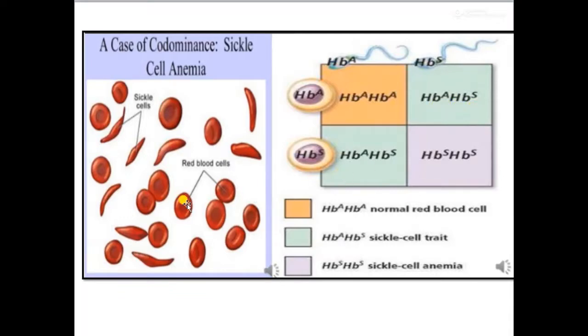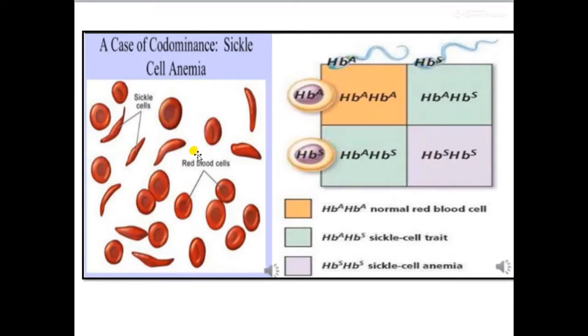You can see that some red blood cells will be found to be round in shape, and some would be sickle cell shaped also. So a case of codominance is found when you have sickle cell anemia. If you are a normal person, you will have HbA, in which all the blood cells will be found to be round.